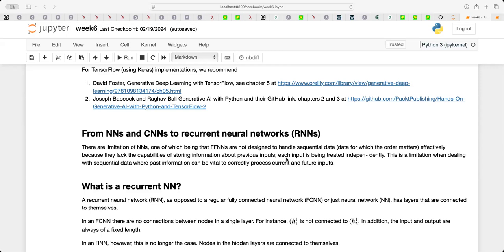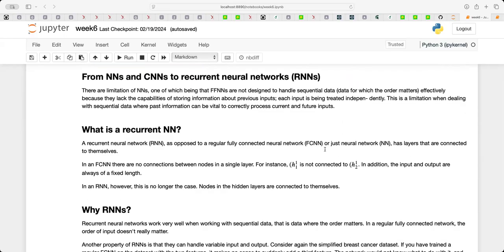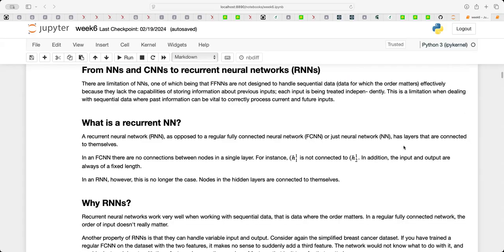So a typical recurrent neural network, as opposed to a fully connected neural network, which we often write just as FCN or just NN, has layers that are connected to themselves. So that's a big difference.